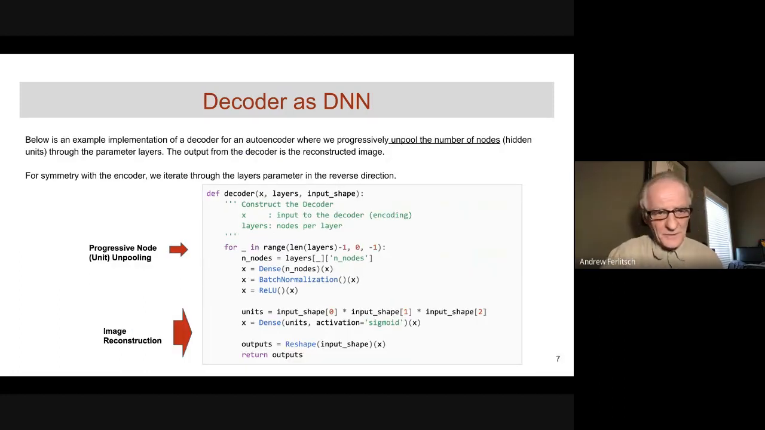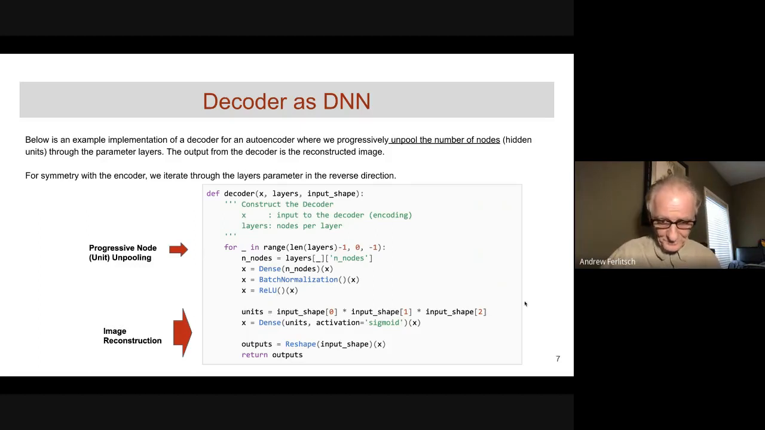For the decoder, we want to take the same layers list that we used for the encoder, but go in the reverse direction. You can see I'm doing that here in the for loop. I'm going in the reverse direction, and I'm recreating all these dense layers to do progressive unpooling. So given our example of 256, 128, 64, you'd have 64, 128, 256.